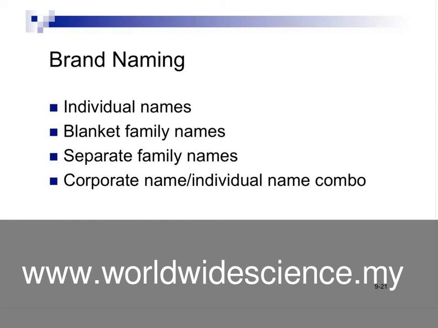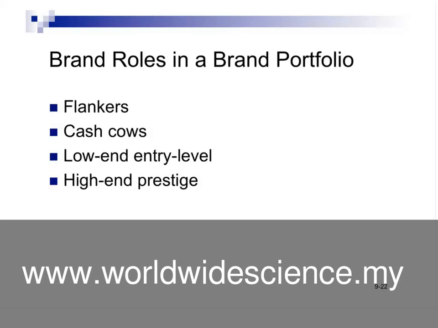Then the lower entry level is a relatively low priced brand in the portfolio that often attracts customers to the brand franchise. They build traffic. The traffic of the business comes in and they buy those. High-end prestige brands are those that are high priced and have very high credibility, and they lure curious customers into showrooms and at the same time help to improve the image of the company. So that is also another type of brand.